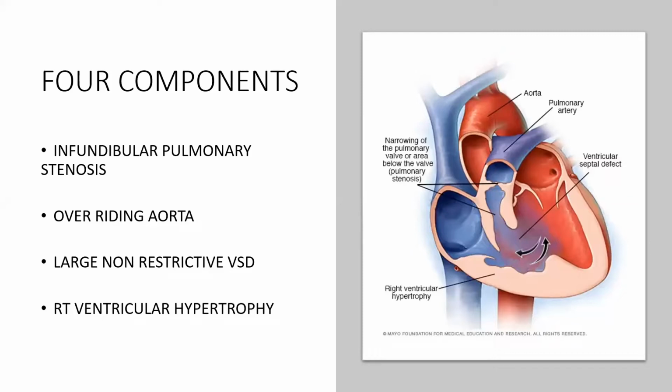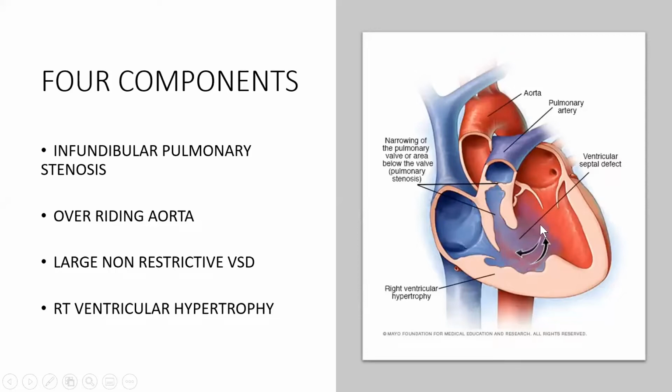The first one is that there is an infundibular pulmonary stenosis, which is what you see here. There's a narrowing of the pulmonary artery here. There's an overriding aorta, which is what you see here again. That is the aorta. The aorta is actually overriding both the ventricles. It's sitting over the right and the left ventricle. That's why it's called an overriding aorta. There is a non-restrictive VSD, which is large, which is what you see here.